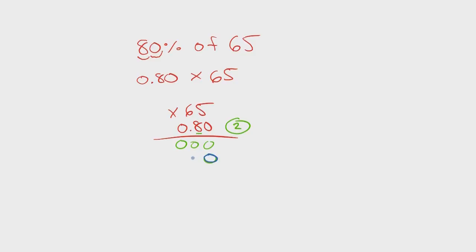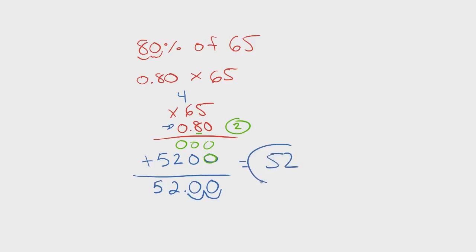8 times 5 is 40, carry the 4. 8 times 6 is 48, plus 4 is 52. I don't care about this 0 right there. I'm going to add this up, and I get 0, 0, 52. And I need to put 2 spaces in the decimal, so the answer is 52. 80% of 65 is 52.